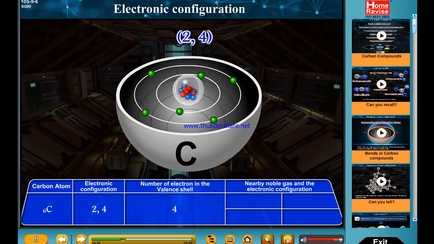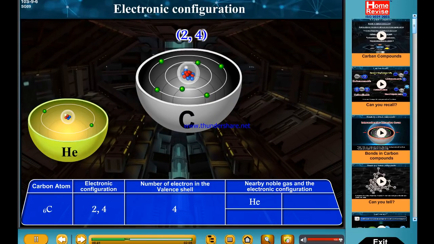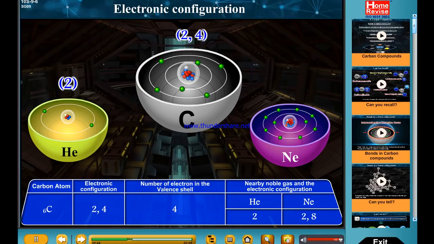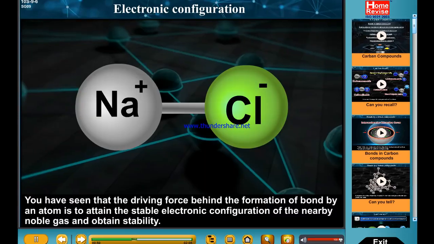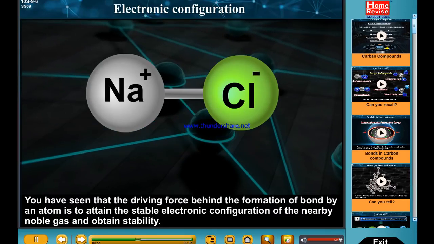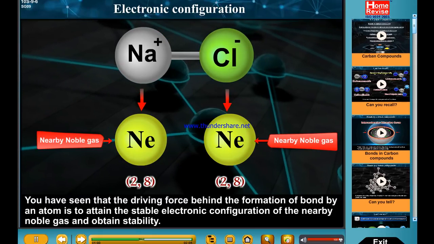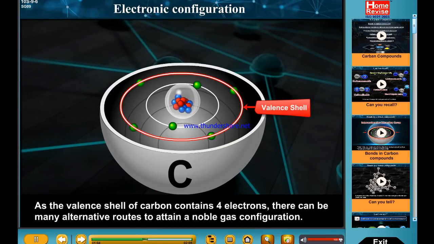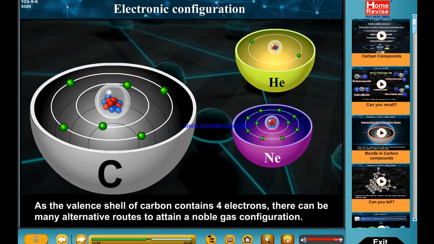Nearby noble gases and their electronic configurations are helium, He, with electronic configuration 2, and neon, Ne, with electronic configuration 2, 8. You have seen that the driving force behind the formation of a bond by an atom is to attain the stable electronic configuration of the nearby noble gas and obtain stability. As the valence shell of carbon contains 4 electrons, there can be many alternative routes to attain a noble gas configuration.